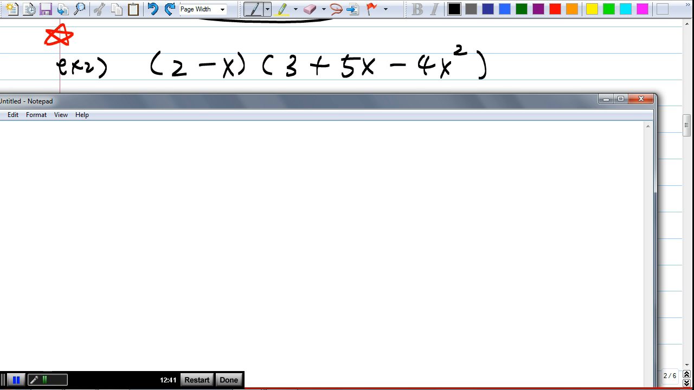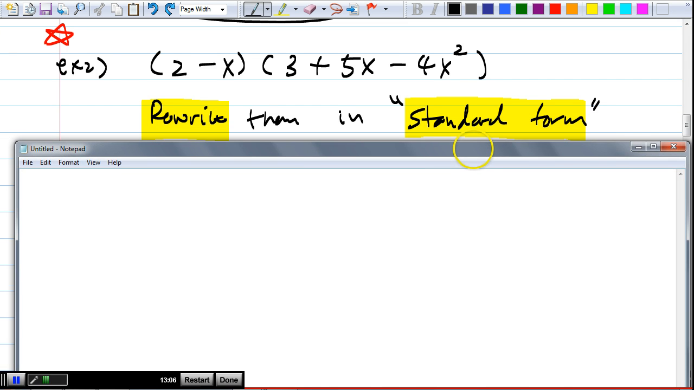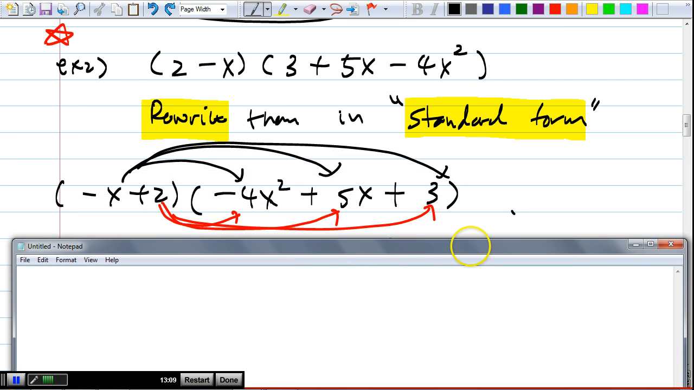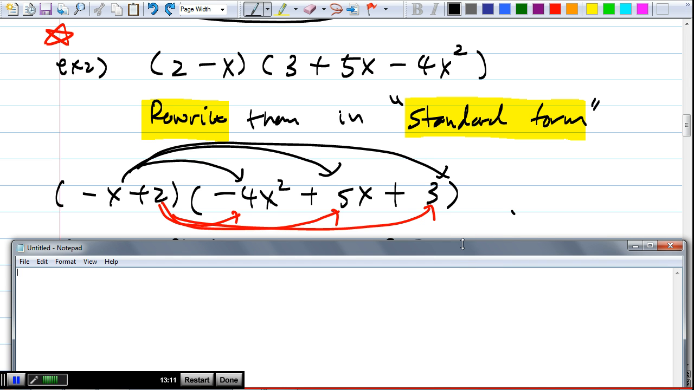I want it in decreasing order. But this one is in increasing order. It's not wrong, but let's change it to standard form and see how it's helpful for us. Does that make sense? Who could help me to rearrange these so that they become standard form? How about Audrey? Good. I'm going to rewrite them in standard form, and I'm going to show you why this is helpful. Okay, so just follow along.